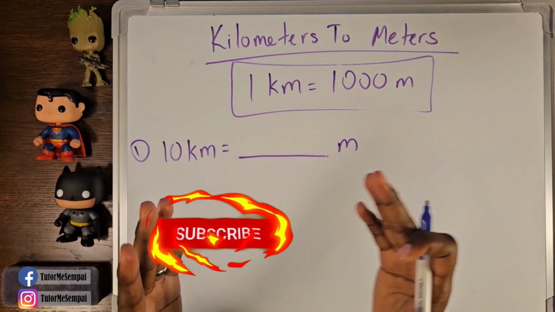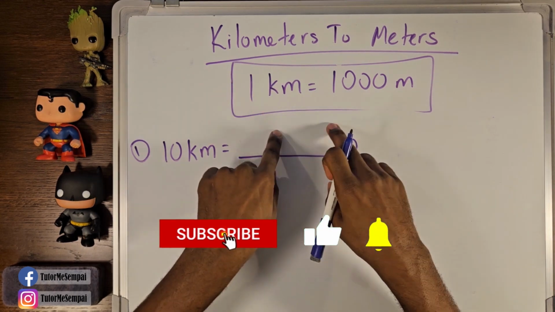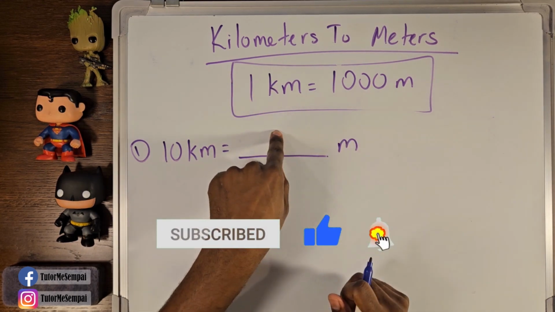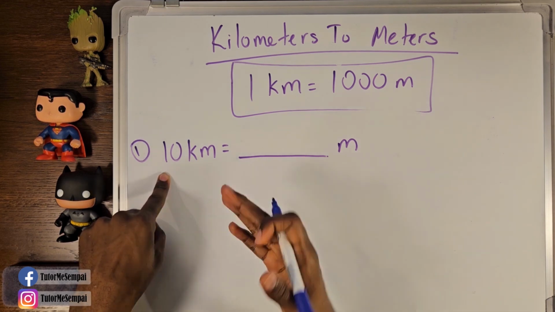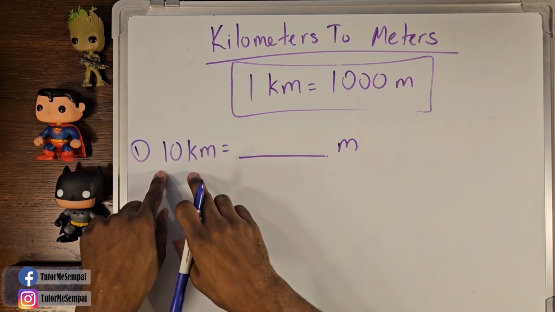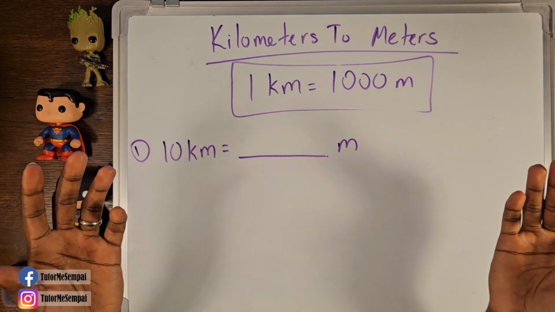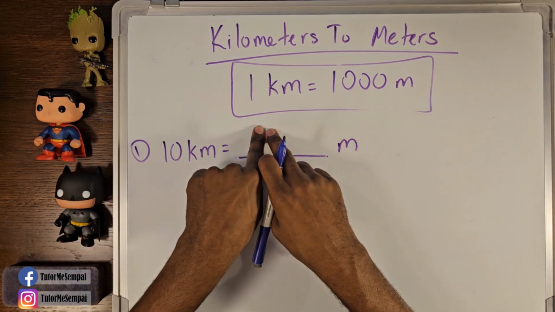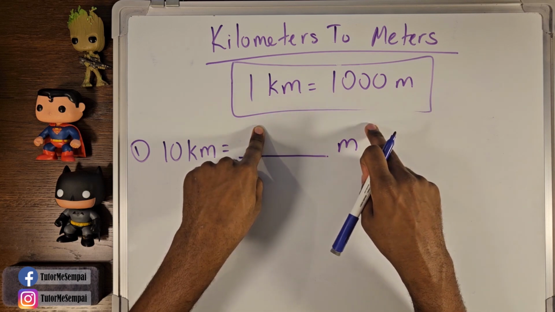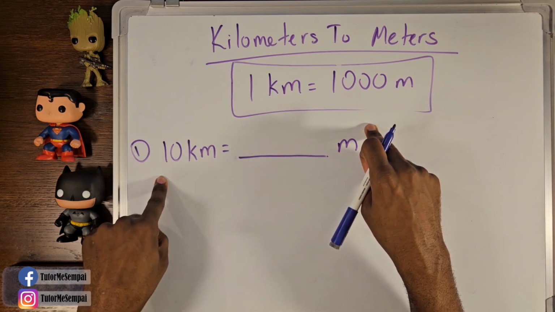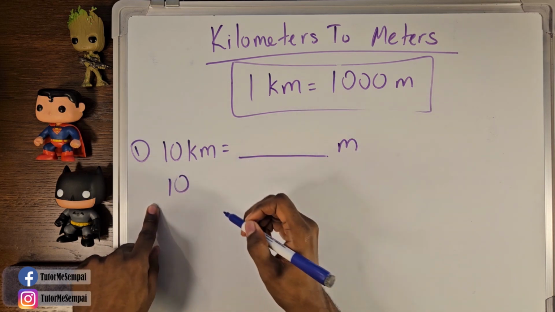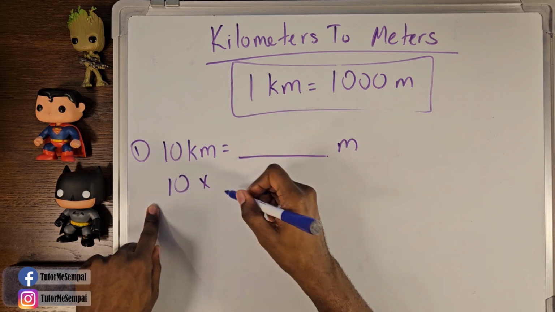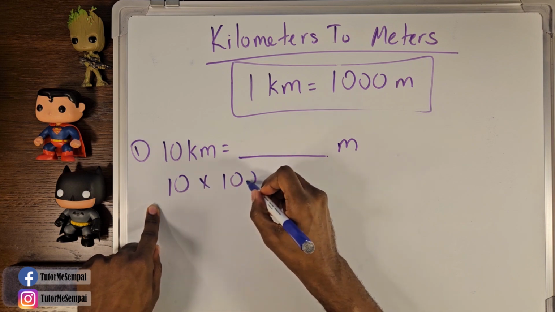So now we want to convert our kilometers to meters, and we're going to still use our basic unit conversion that we talked about here. So our first example is going to be our 10 kilometers. We want to know how many meters we have when we have 10 kilometers. Well, our basic unit conversion tells us that every kilometer is going to be 1,000 meters. Well, we have 10. There's 10 of these conversions here, so we should probably multiply this 10 by that 1,000.